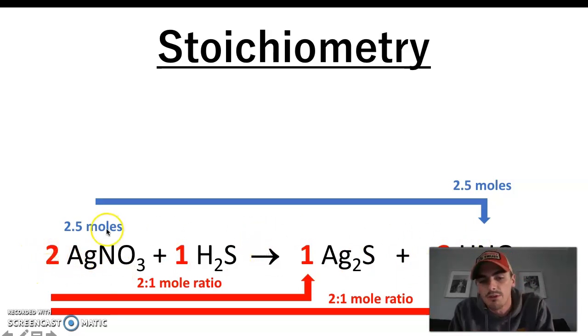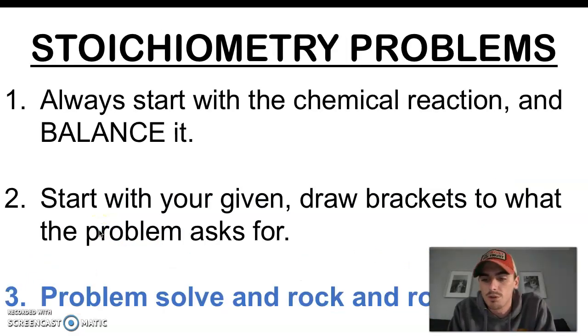These are your coefficients, but they're never going to be perfect like that in problems. So when you're doing stoichiometry problems, you always have to start with the chemical reaction, and it has to be balanced. If you don't balance it, nothing's going to be right. I always tell my classes to start with what you're given and write it, and then you're going to draw a bracket to help you identify where we're going, and then you're just going to be a good problem solver, and you're going to rock and roll once you have it set up.